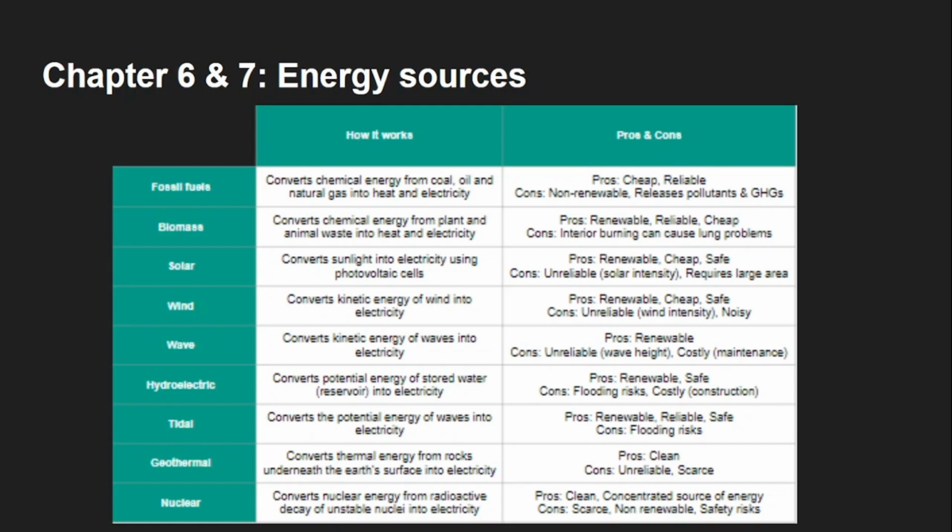If we look at wind, wind tends to convert the kinetic energy of wind currents into electricity. So essentially, a windmill, its blades are turbine blades. The turbine blades are connected to a generator, and the generator converts the movement of the blades into electricity. So this is how most turbines work.